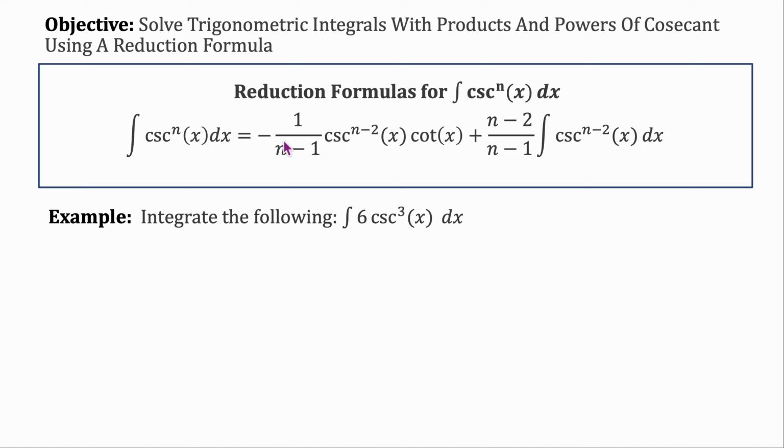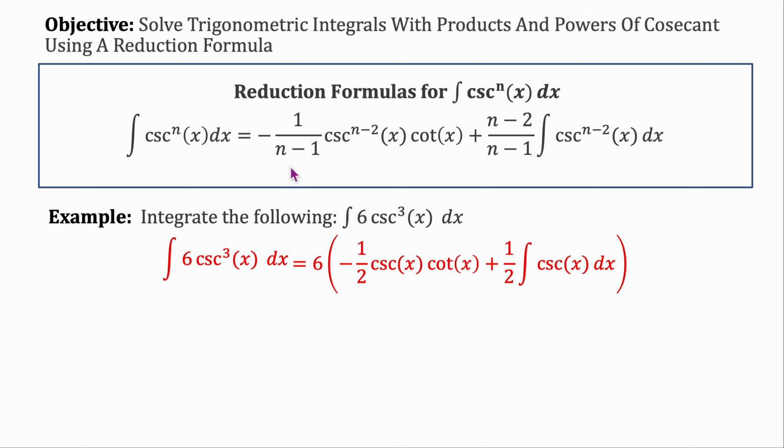If we have this n as a power, you're just going to see that n appear in multiple places in our formula. So probably the easiest way for us to proceed is to show you how to use it. So we have an example here. We're going to try to integrate 6 times the cosecant of x to the third power. And so how would we do that?